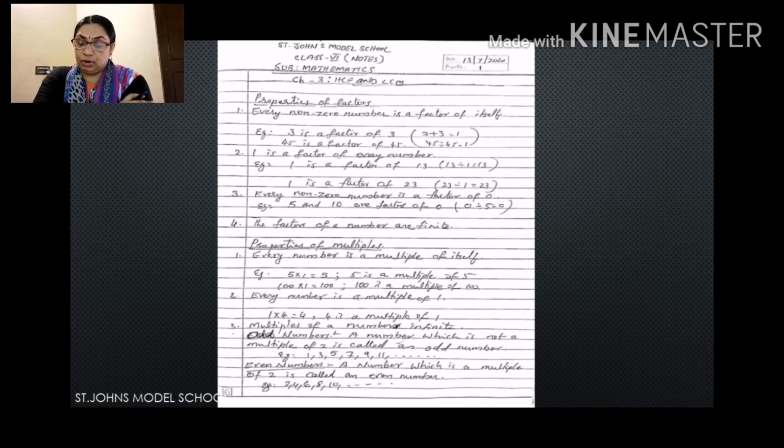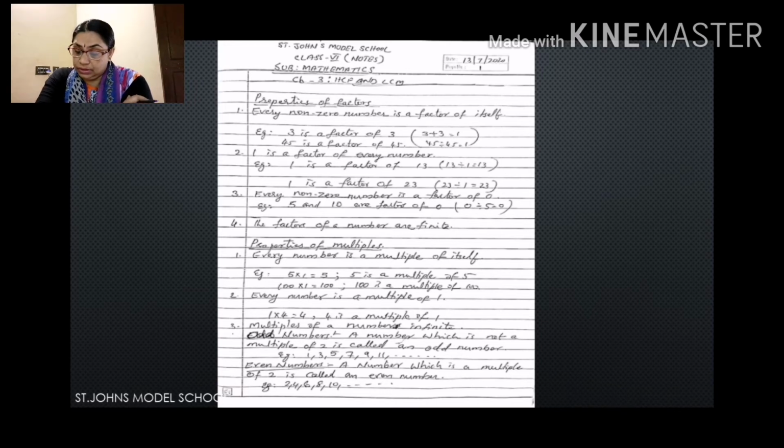Next property: multiples of a number are infinite. Infinite means there are uncountable multiples for a particular number.